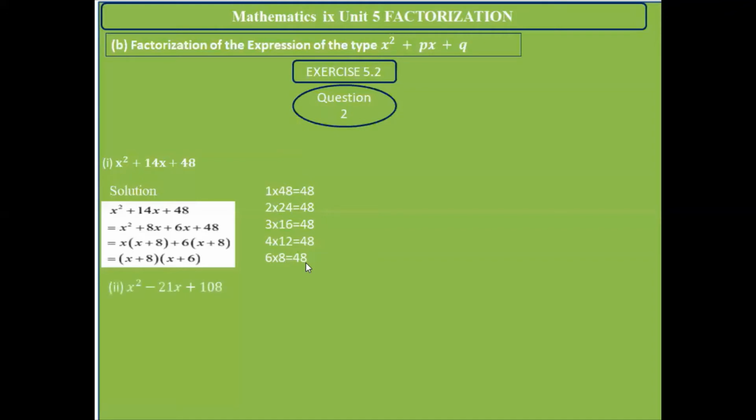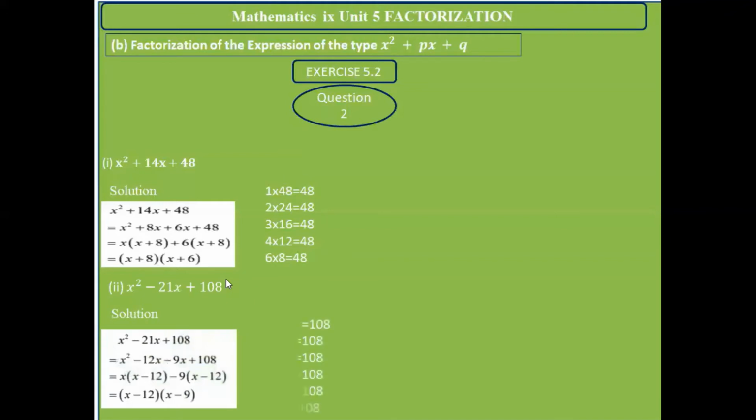Part 2, x square minus 21x plus 108. It means when we multiply this with 1, the coefficient of x square is 1, we have 108. So solution. So 108, when I divide with 1, we have 108. 108 plus 1, we have 109. That is not our requirement. When I divide with 2, I have 54. It means 54 and 2. When we add these two terms, we have 56 or 52.